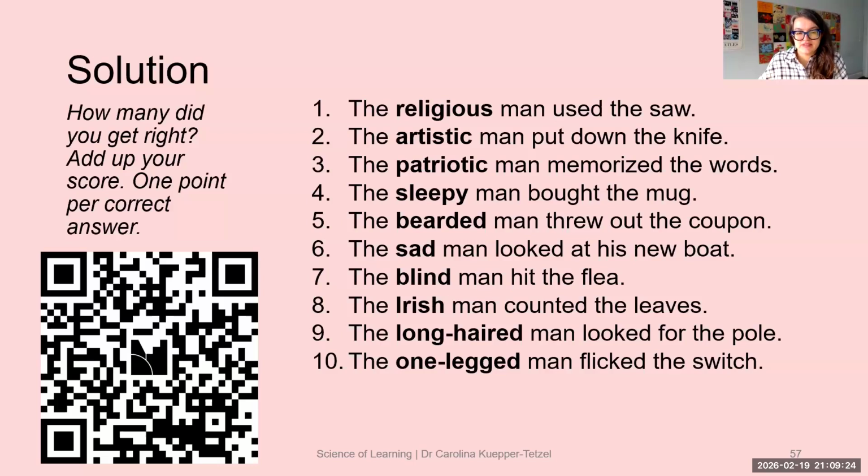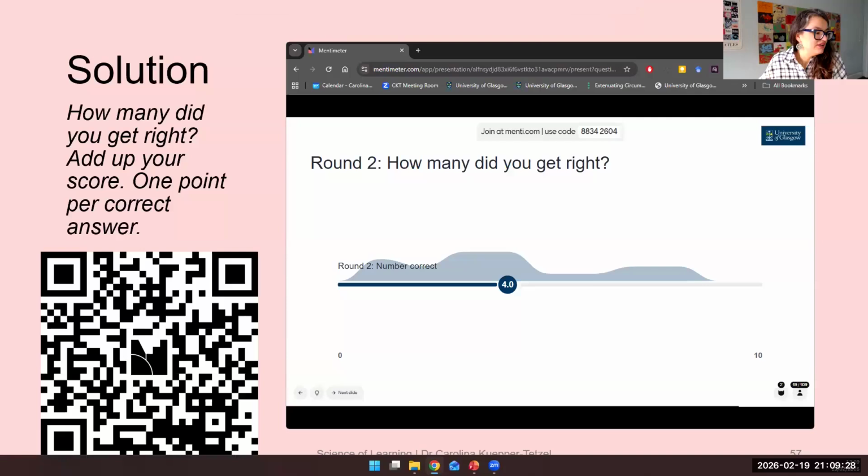All right, ready for the big reveal? Look at you. You improved. You improved by 2 words on average. And you see the distribution there as well. So we have many more people on the right side of the scale who had, up to 8 or 7 different words correct this time.